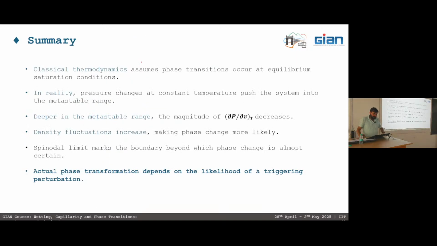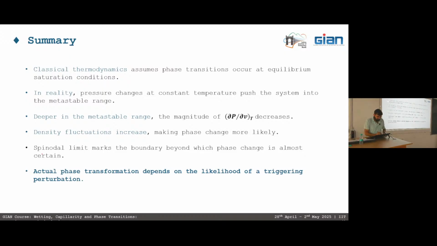So in summary, as per classical thermodynamics, we assume that phase change would occur at equilibrium saturation conditions. But in reality, the pressure change at constant temperature pushes the system into a metastable state, and the deeper the metastable state, the magnitude of del P by del V decreases. It means that it leads to higher fluctuations in the number of molecules, the density of molecules, as well as the energy of molecules, and that fluctuation makes the transition more likely to occur.